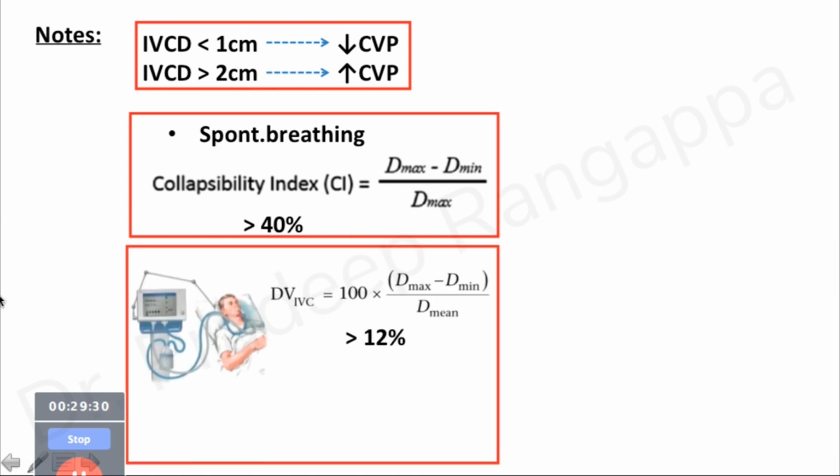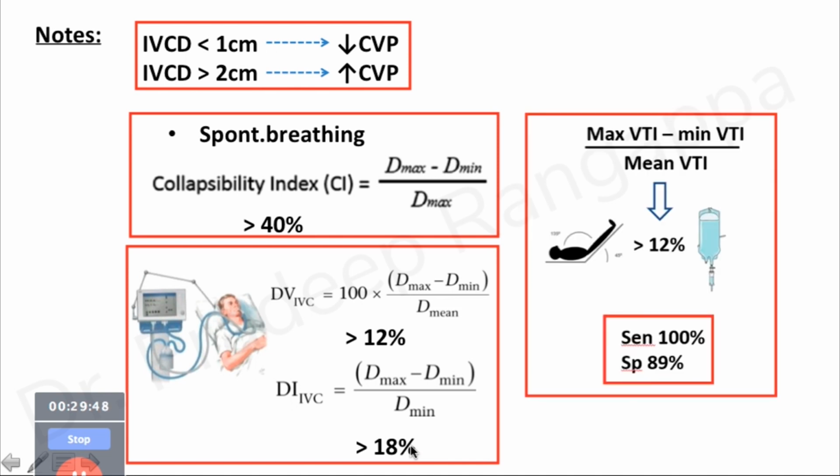If the patient is intubated and mechanically ventilated, we do something called IVC variability index, which is maximum IVC diameter minus minimum divided by mean into 100. If it's more than 12%, they are fluid responsive. Or you can do distensibility index, which is maximum IVC minus minimum divided by minimum. If it is more than 18%, you can give fluid.